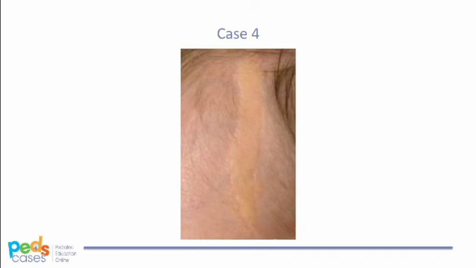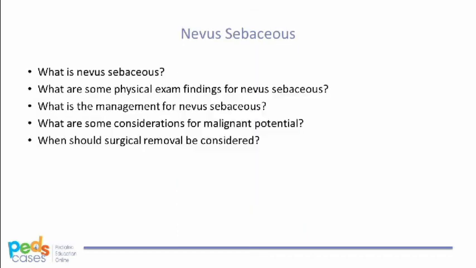A Nevus Sebaceous is a benign neoplasm consisting of epidermis, hair follicles, connective tissue, and apocrine glands. They are relatively common, found in about 0.3% of newborns.